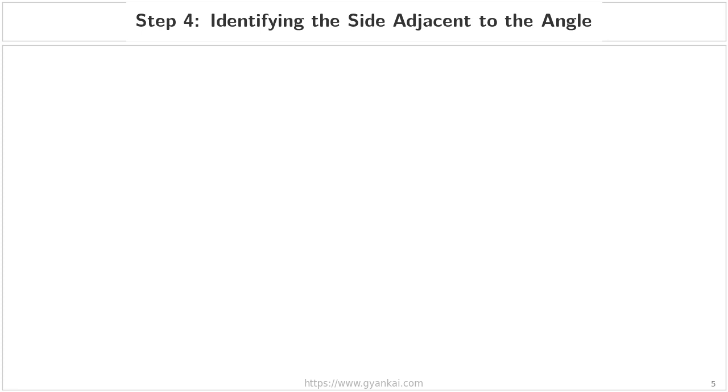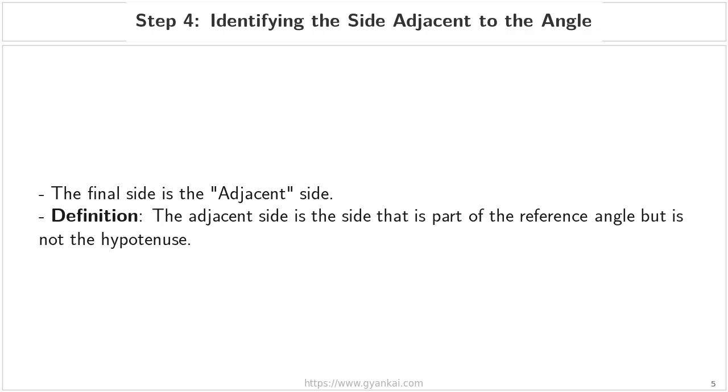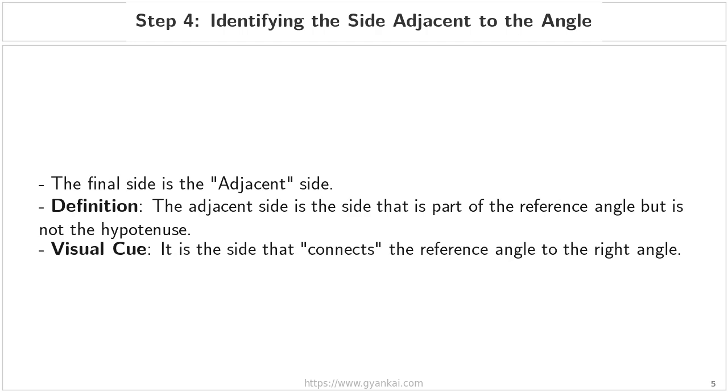Step 4. Identifying the side adjacent to the angle. Now that we have identified the hypotenuse and the opposite side, we have one final side to name, the adjacent side. To define it clearly, the adjacent side is the side that is part of our chosen reference angle, but, and this is important, it is not the hypotenuse. If you are looking for a visual cue to help you identify it, think of it as the side that connects your reference angle directly to the right angle. It acts as the bridge between the two.